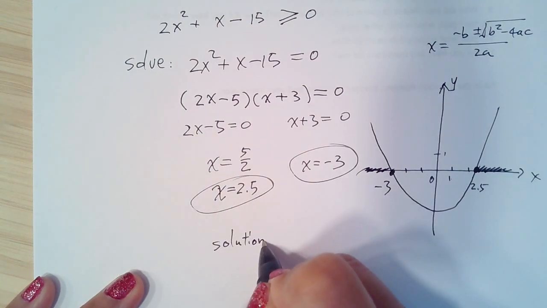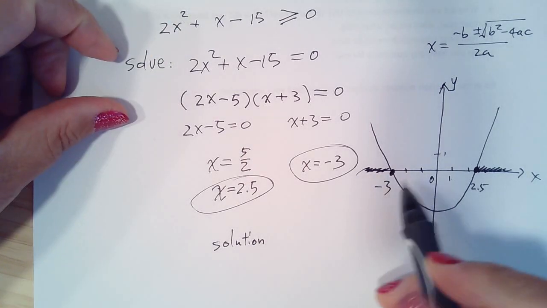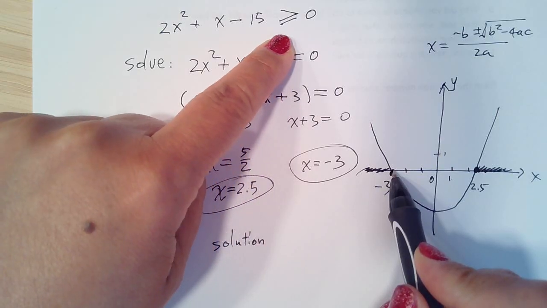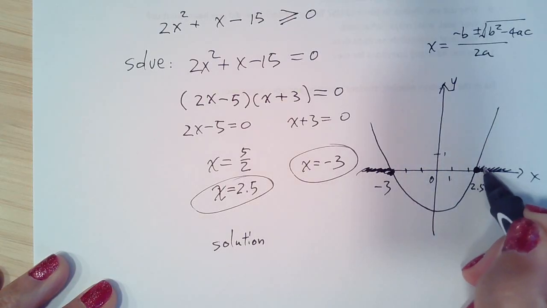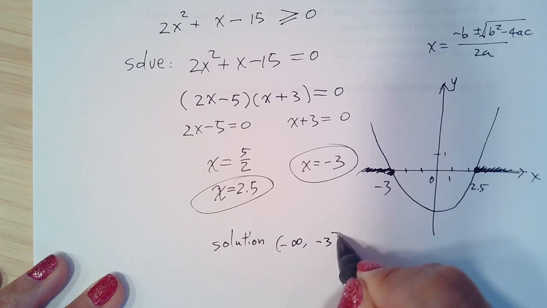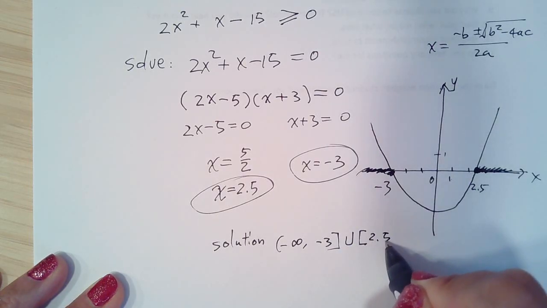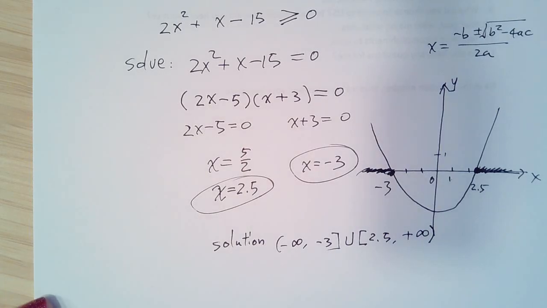Write it in interval notation. That will be from negative infinity to, can that be negative 3? It depends on whether your inequality has the equal sign or not. This one has the equal sign, so that could be negative 3, and that could be 2.5. So that will be from negative infinity to negative 3, or from 2.5 to positive infinity. Okay, this is pretty easy when you have a quadratic, because quadratics you already learned very well how to do.